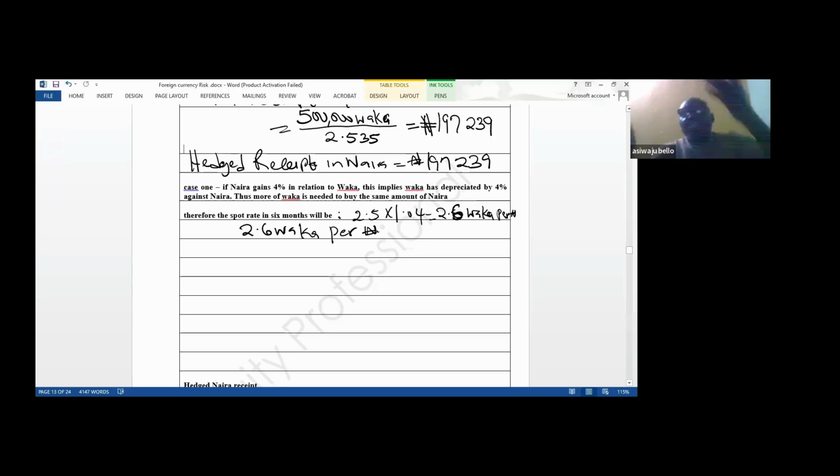That means Naira is appreciating because more of Waka is needed to buy 1 Naira. Before now, it was 2.5 Waka to Naira. Now, more Waka is needed to buy the same amount of Naira. That means Naira is appreciating while Waka is depreciating.